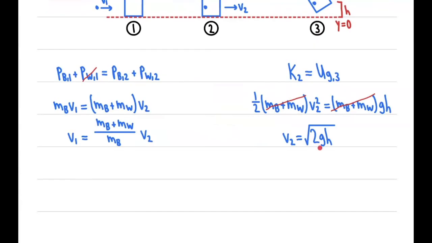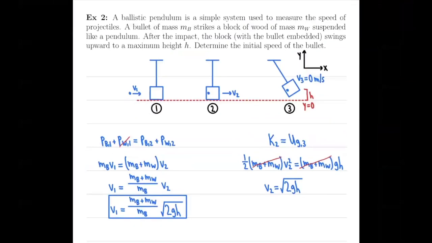So we have V2, so I can just plug that in here and we'll have our initial speed of the bullet. It's just (MB plus MW) divided by MB times the square root of 2gh. Okay, so that's the magic of conservation of momentum.